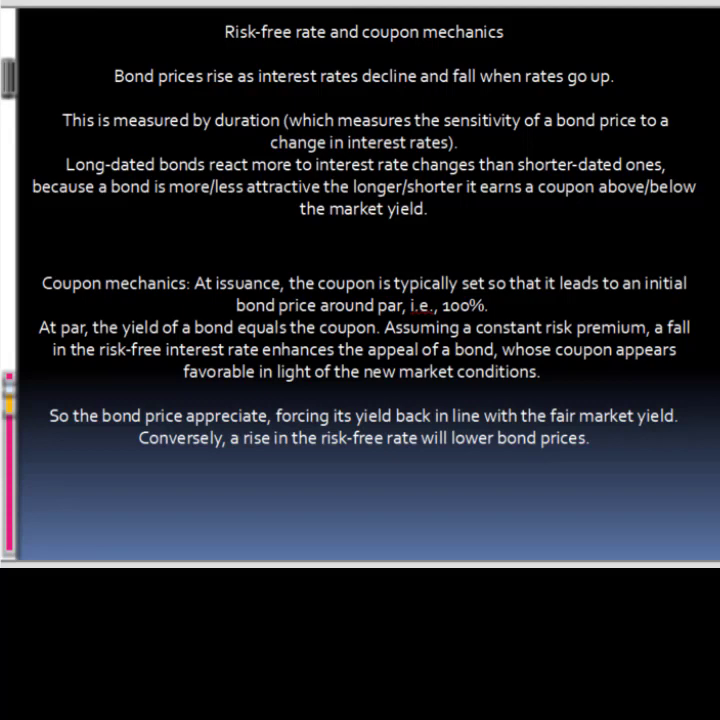What I mean is, if the US government pays an interest of 1% and we have a bond paying 2 or 3%, as long as this happens, our bond is more attractive than going and buying the treasury from the government. So the bond price appreciates, forcing its yield back in line with the fair market yield. Conversely, a rise in the risk-free rate will lower bond prices. Why? Because if the risk-free rate, again the US government, gets more attractive to buy, why speculate on a different corporate or other sovereign? You should go to where there is less risk, in this case risk-free.